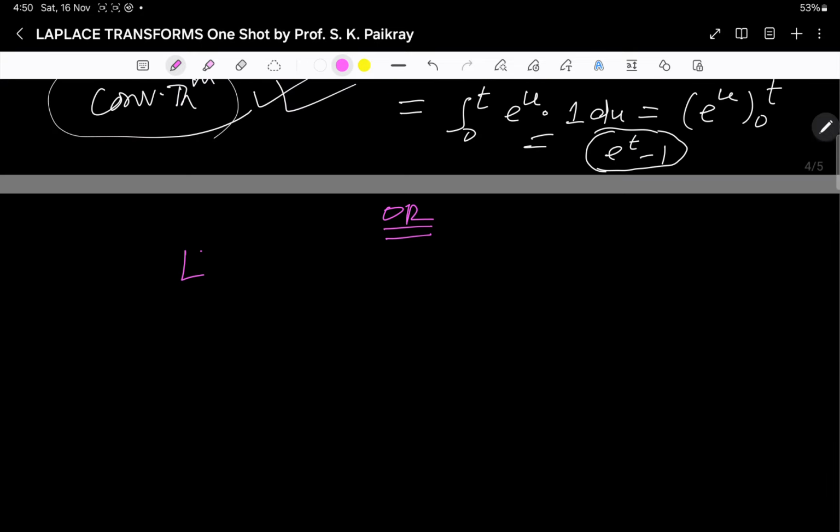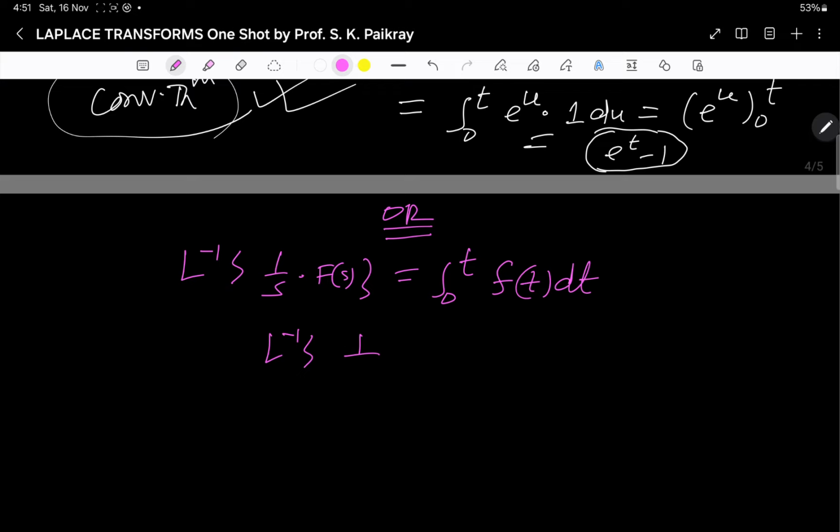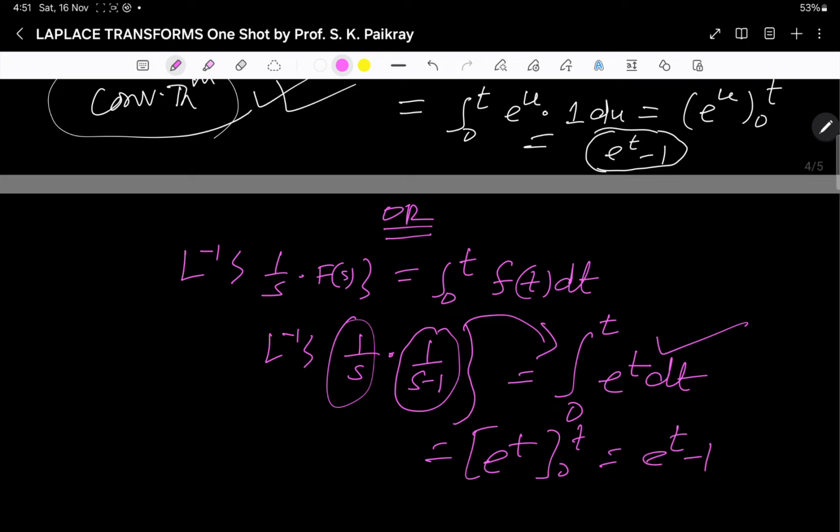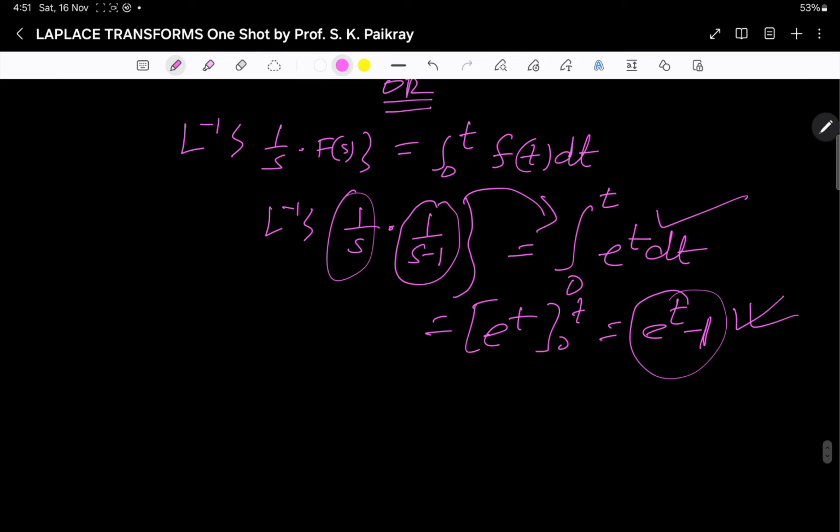Else I can apply here L inverse of F(s) by s is the integral 0 to t of f(t) dt, is it not? So my question is L inverse of 1 by s into 1 by s minus 1, so this is my F(s). What is its Laplace inverse? It is e to the power t, and because of the 1 by s, I integrate from 0 to t. The integral of e to the power t from 0 to t is e to the power t minus 1. So this is your answer. Is it not the same? So if nothing is specified, you can adopt any of the techniques.